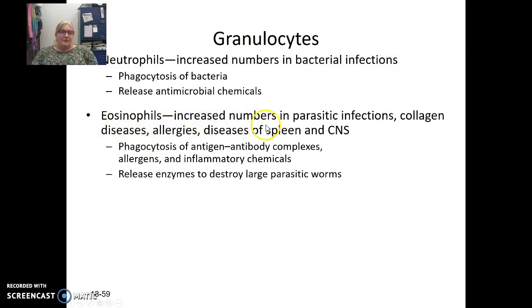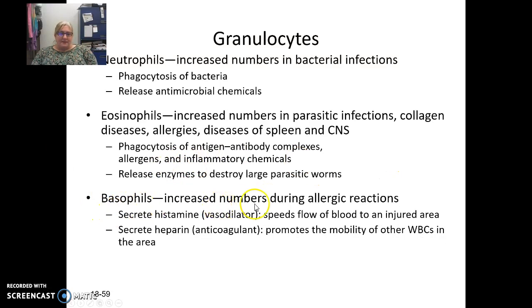Eosinophils, they increase in number in parasitic infections as well as in allergies. They also can use phagocytosis. They secrete chemicals that decrease allergic responses. They release enzymes that can kill worms in our digestive tract.